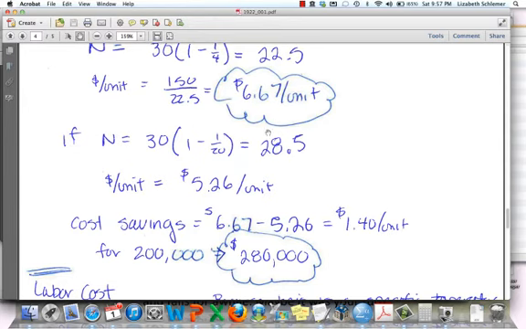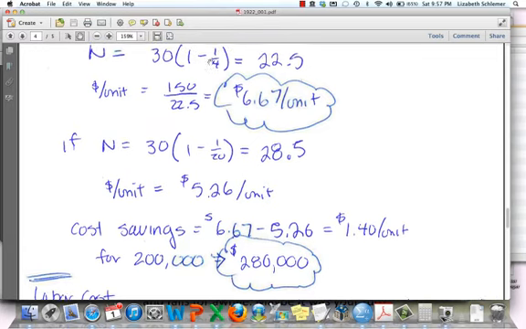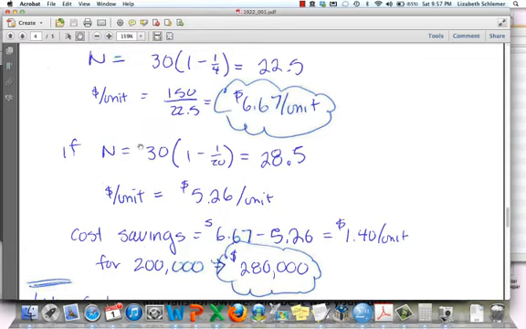Now the next part of the problem says, well, how much would the company be willing to spend if the reject rate went down to 1 in 20 from 1 in 4? So I'm just going to recalculate the N value, which is the only one I need to recalculate. And that means that if I take 150 divided by this 28.5, I get 5.26.